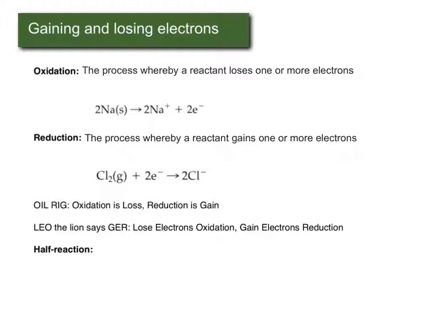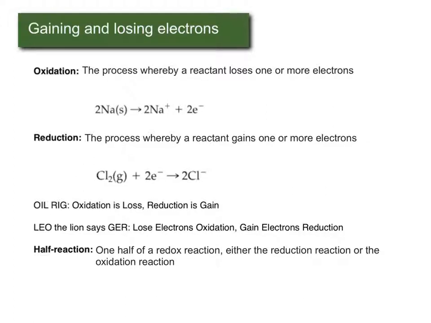The other thing I want to briefly mention is half reactions. A half reaction is one of the two equations that I've shown above. When you put them together, you get a redox reaction, but when you have one of them independently, where you still see where the electrons are coming from or going to, that's called a half reaction.